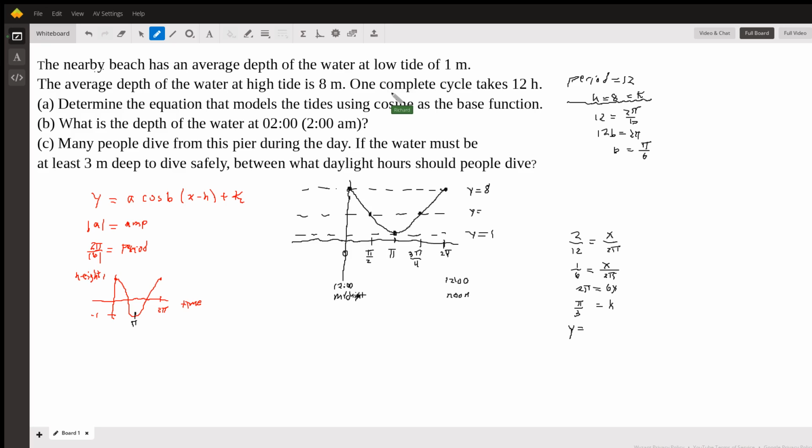1 cycle takes 12 hours. What's the depth? Okay, I'm just trying to get the amplitude here. I thought the midline was at 8. But low tide is at 1. So the midline is going to be between, it's going to be 4.5 here. Okay, so let's get the equation over here. So this is going to be 4.5.